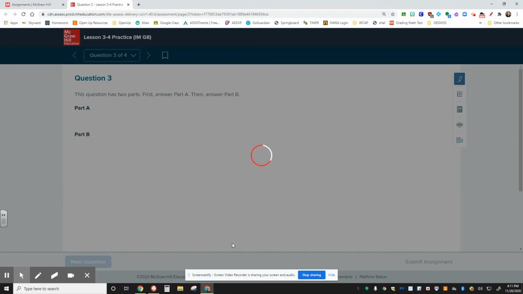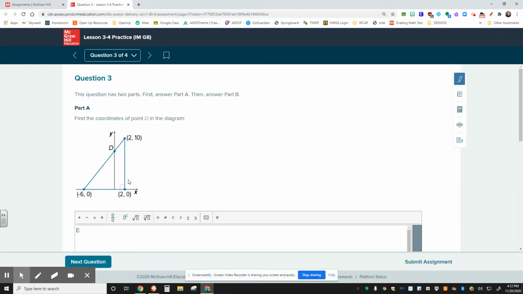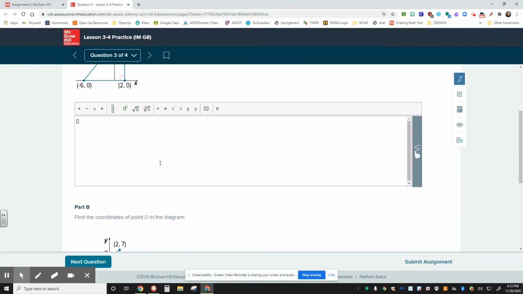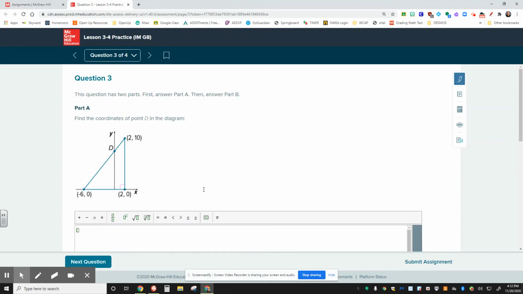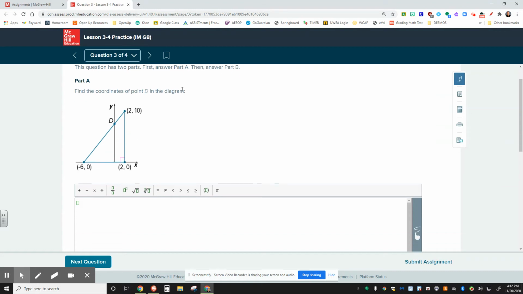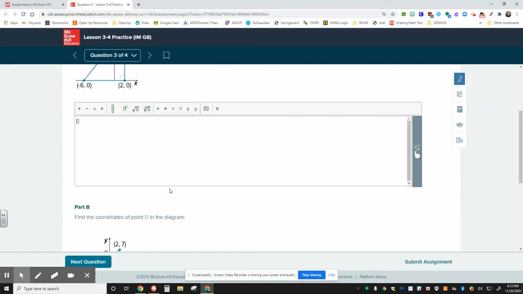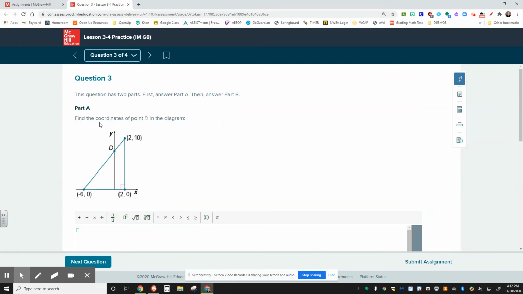Number 3. And we want to find the coordinates of point D in the diagram. This is a little bit of review from, I can't remember which lesson, but find the coordinates for point D. If we are talking about these pieces, first part, answer part A, and then part D, well, find the coordinates of point D in the diagram.